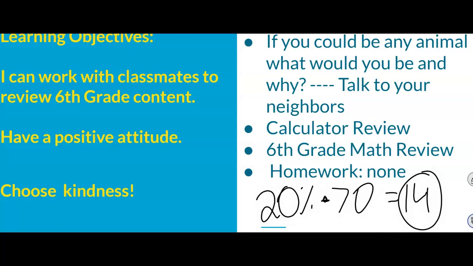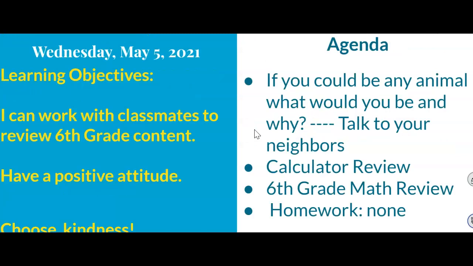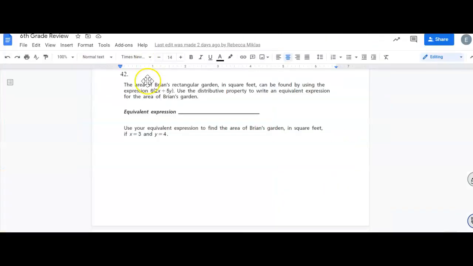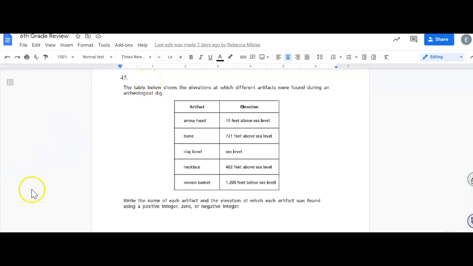What I want you to do with your neighbor is answer question number 45, the very last question in the 6th grade review packet. Let's go over that question. 45. So head back to your seat. Eyes up here on the screen.